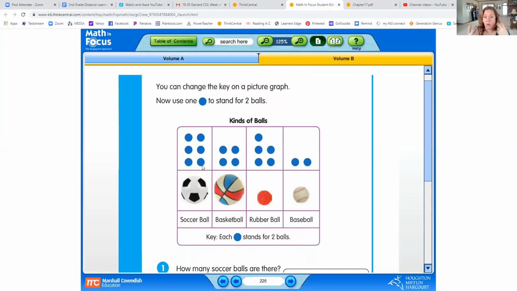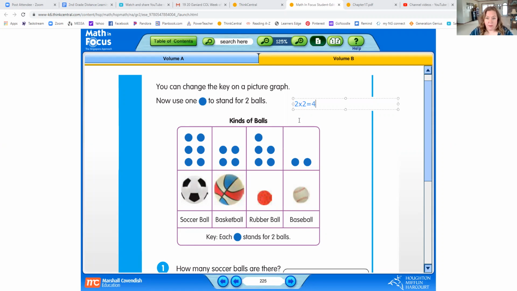So that scale is a 1-to-2 ratio. So let's count how many baseballs we have. Since there's 2 blue circles and each blue circle stands for 2 balls, we can count by 2s. We can skip count, 2, 4, or we can use a multiplication problem for this. We know that we have 2 blue circles and each blue circle stands for 2 balls. So we have 4 baseballs in this picture.